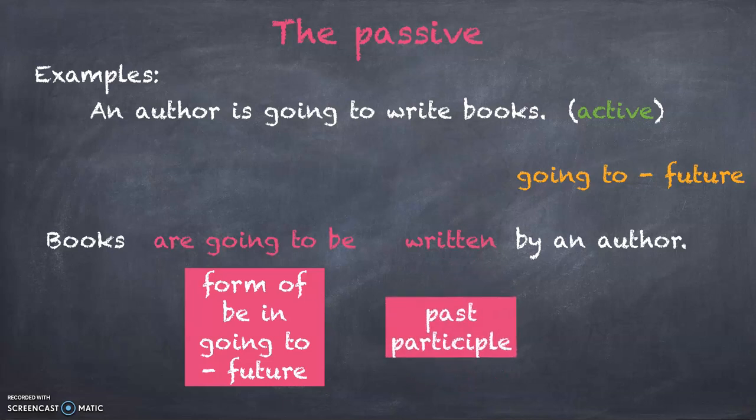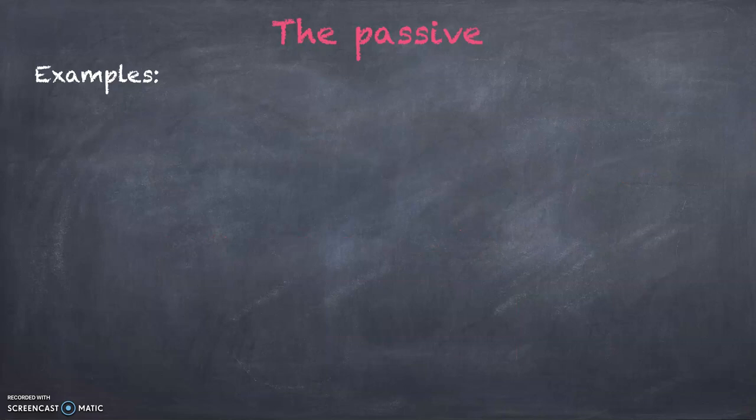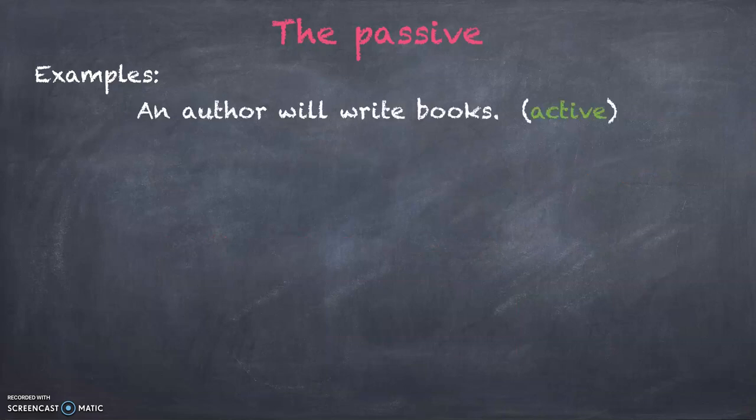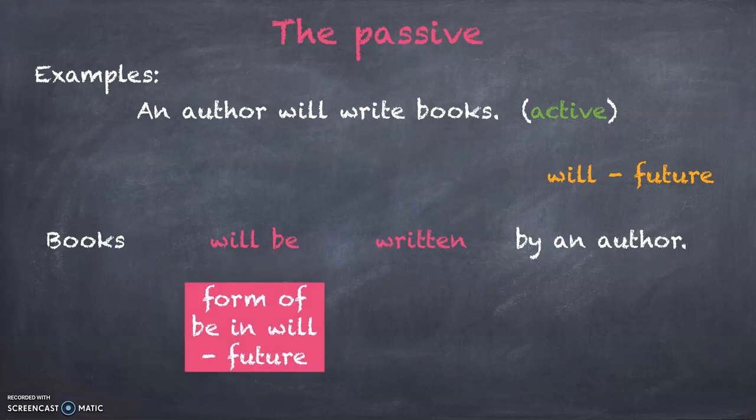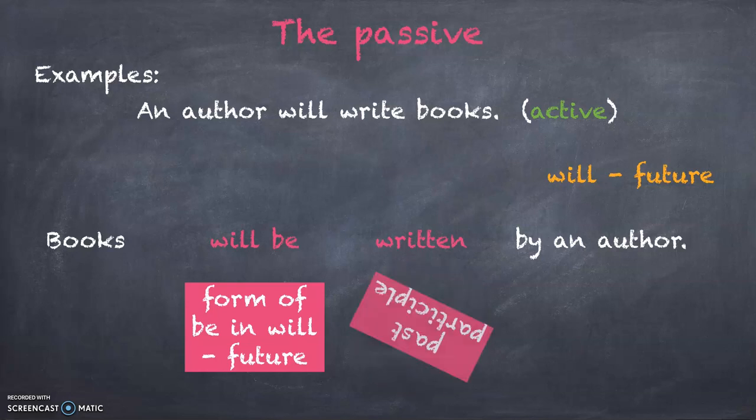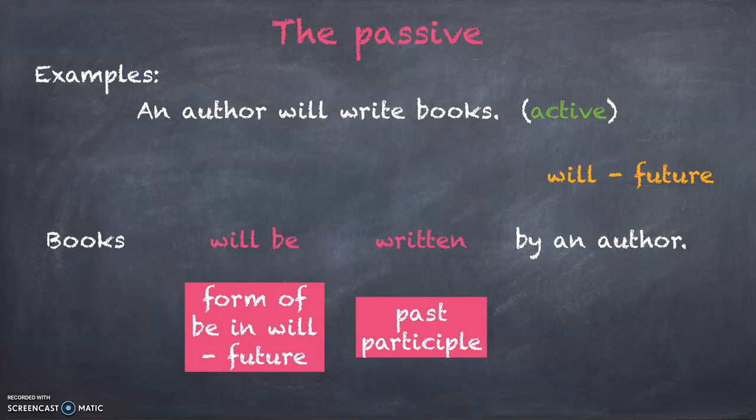With the will future, you get: an author will write books. And in the passive voice, it's: books will be written by an author. Again, will be is the form of be in the will future, written is the past participle, and you have the by agent, by an author.